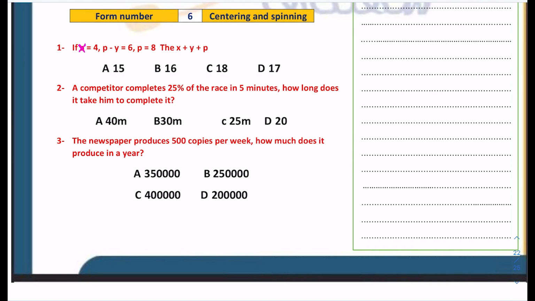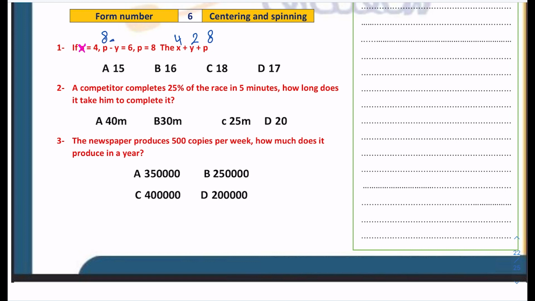Question number 1, exam 6. He said x equals 4, p minus y equals 6, and p equals 8. Find x, which is 4, plus y plus p. P equals 8, so I have to find only y. I will write here 8. 8 minus what equals 6? 8 minus 2 equals 6.